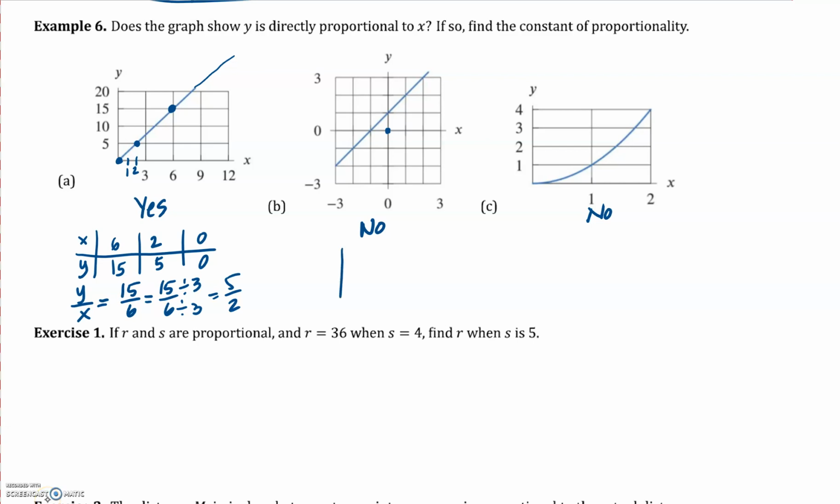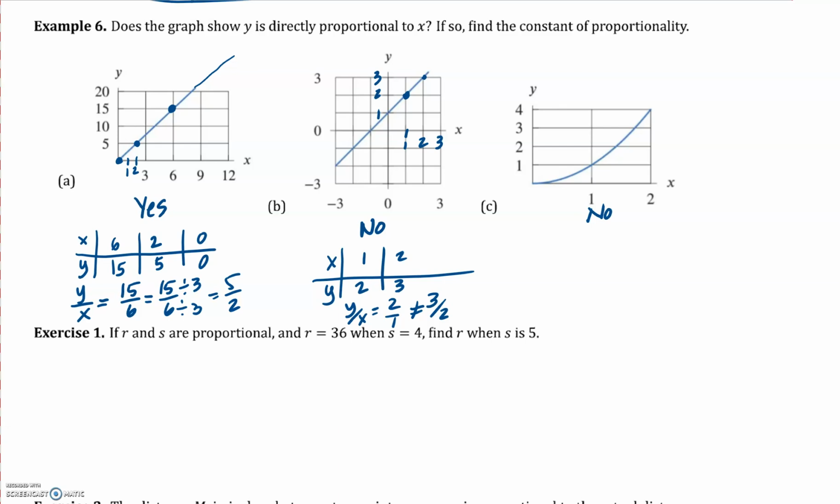You could see this one does not work, because if we test, let's see, what's this point? 1, 2, 3. So it looks like the point 1 is 2. That's 1, 2, 3. And 2 is 3. So if we look at Y over X, that would be 2 over 1, which does not equal 3 over 2. So you can see that for it to work, it really does need to start at 0, 0.